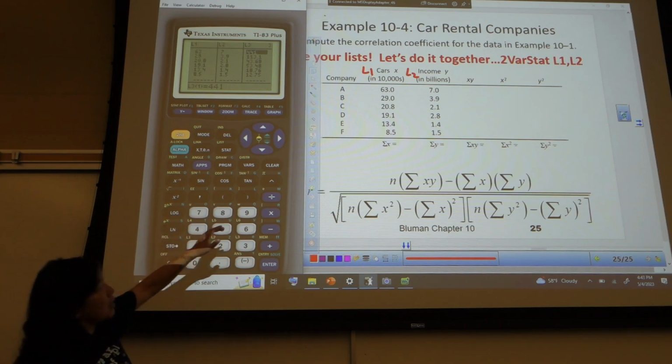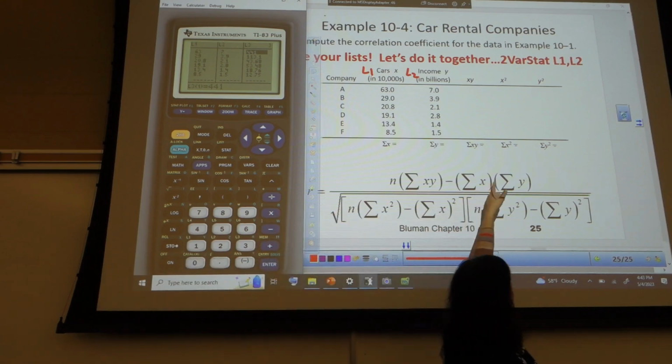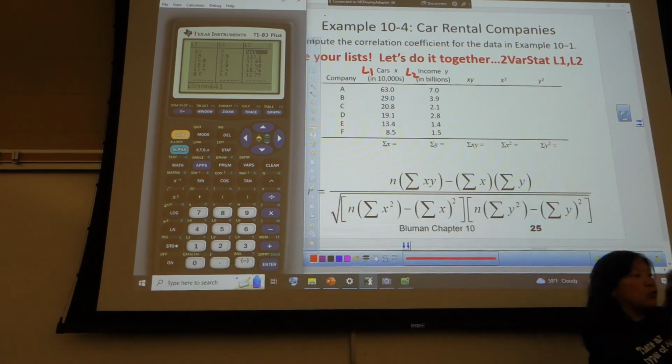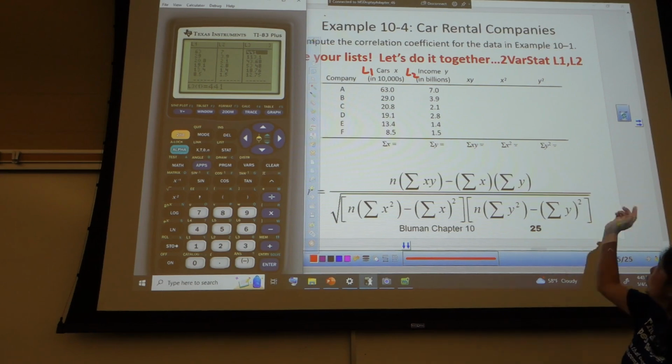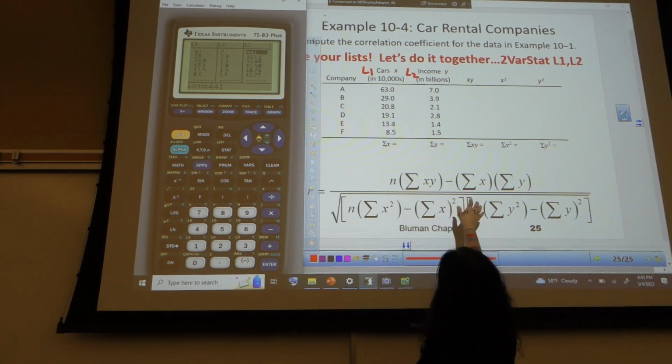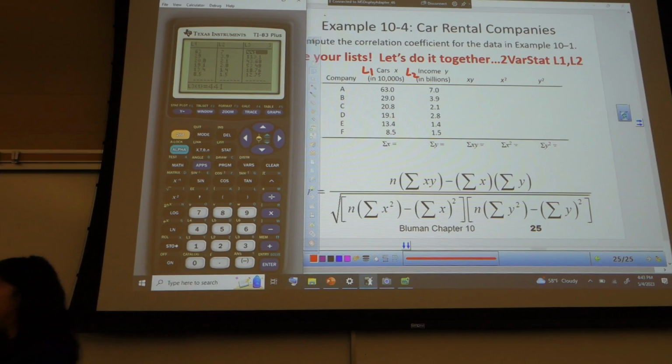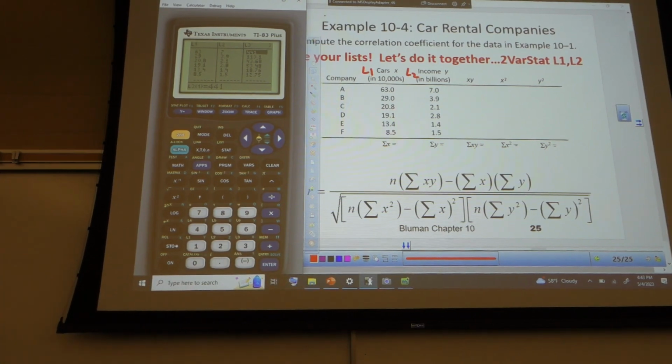If I wanted to get the sum of the x's squared, I could just do L1 times L1, L2 times L2, and I'd get all those. But we don't need all the individual pieces. All we need for this formula are the sums, the totals. So there's actually an easy way of getting those totals.